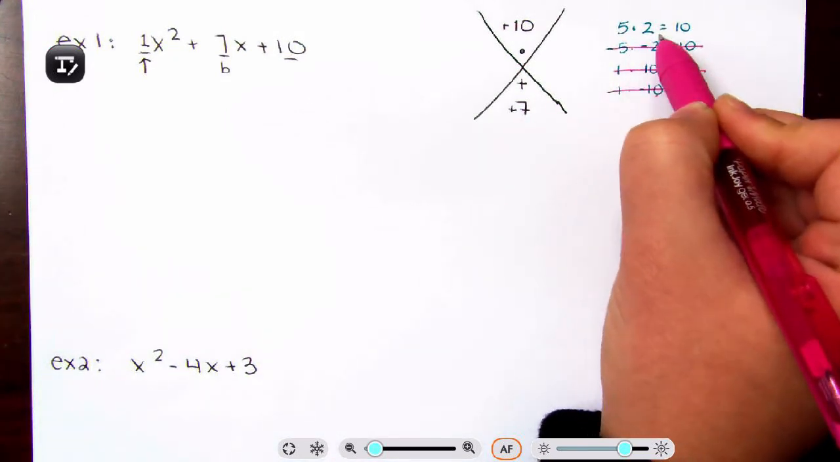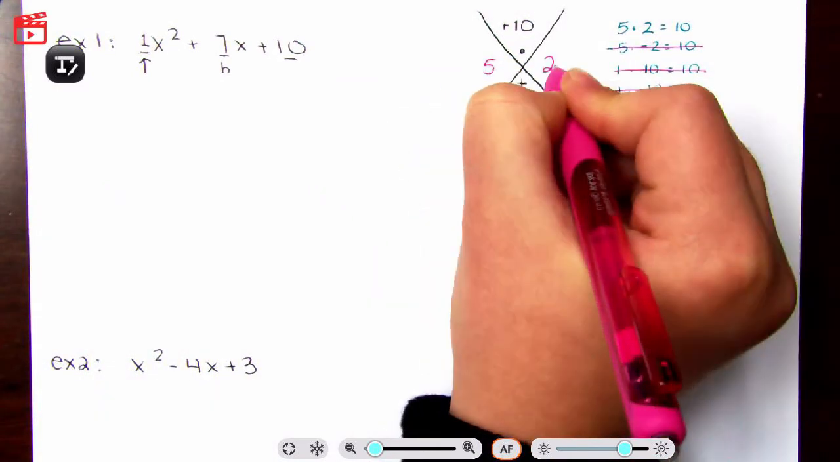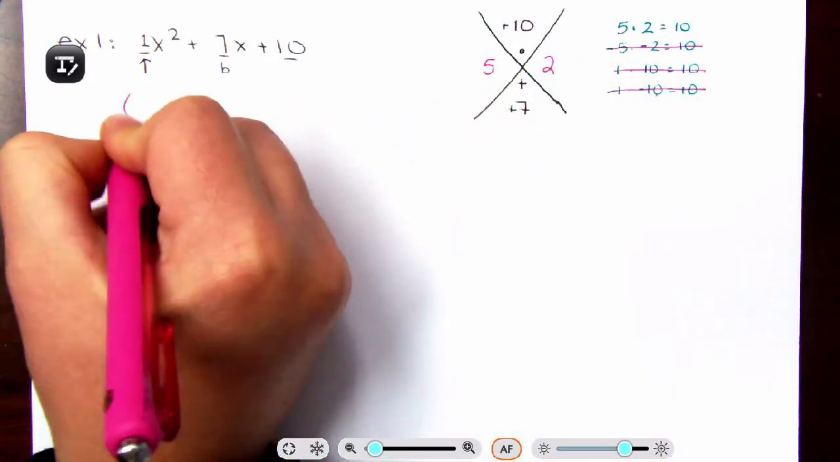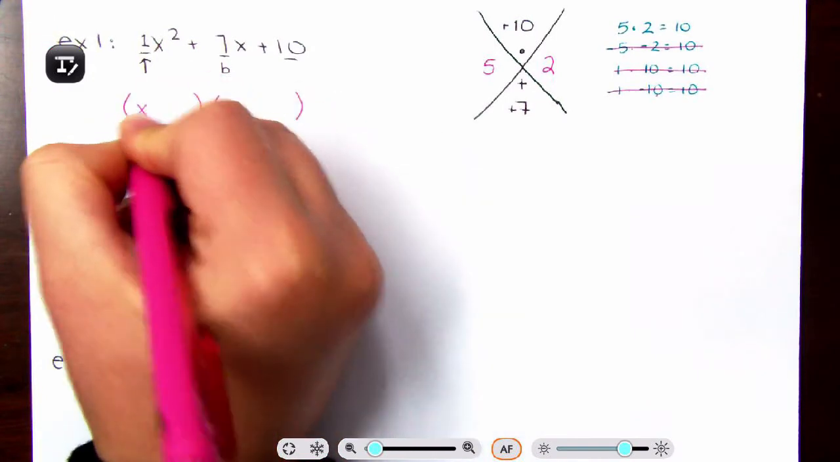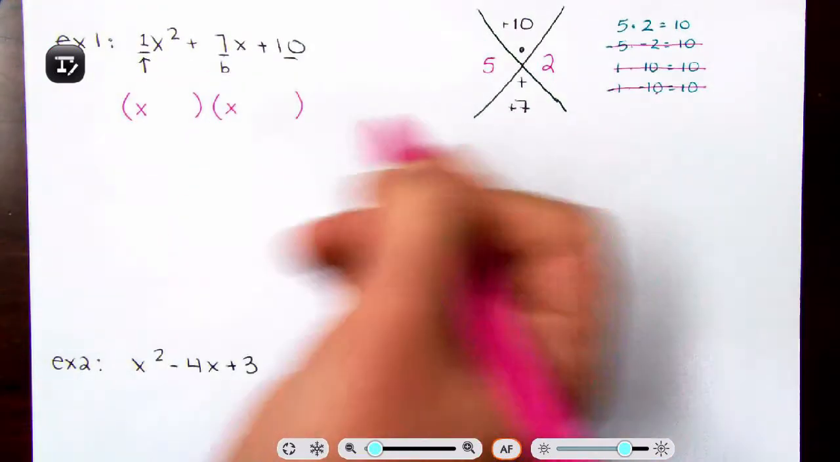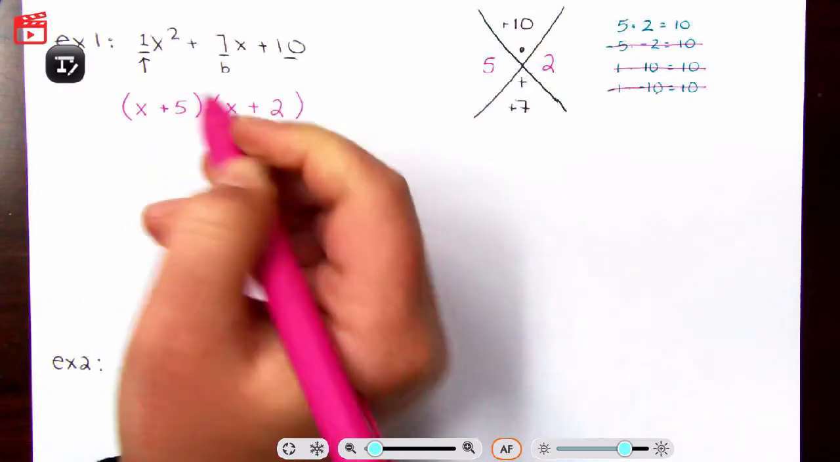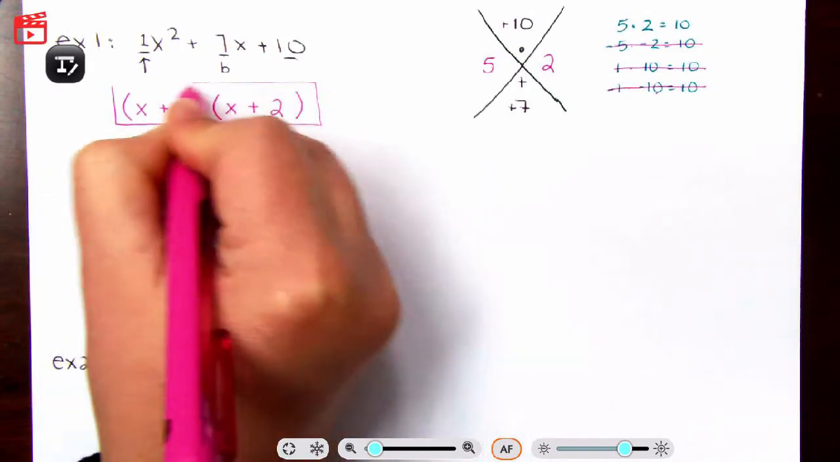5 plus 2 is 7. So I'm going to write 5 and 2. 5 times 2 is 10. 5 plus 2 is 7. So now we're going to write our bubbles. Our variable is x, so I'm going to write an x here and here. And then we take our factors, which were positive 5 and a positive 2. There was no GCF, so I'm going to leave it. And here is our factored form.